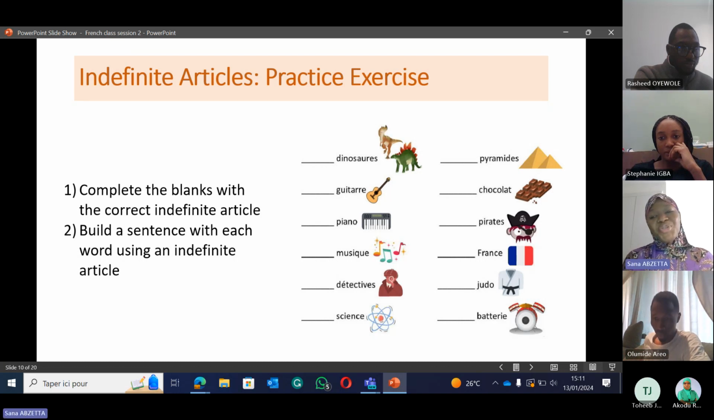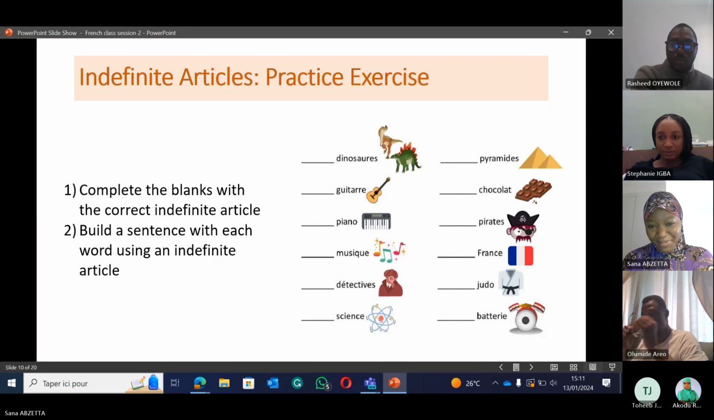Okay, pirate, what do you think is the right article for pirate? Un pirate. Good. France. Une France. Okay. Right for everyone? No.